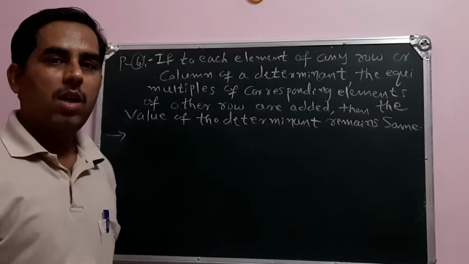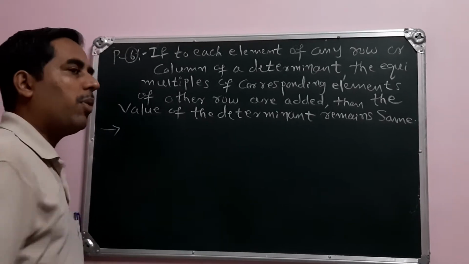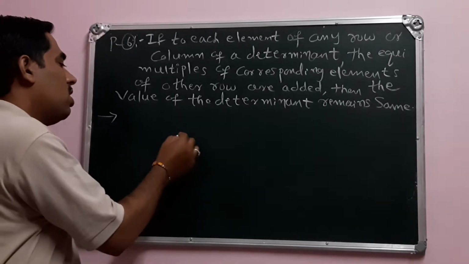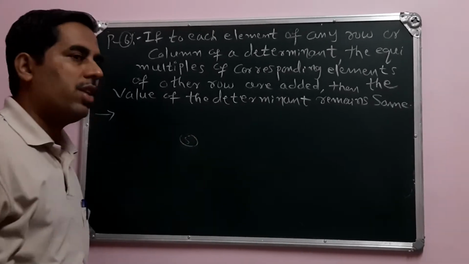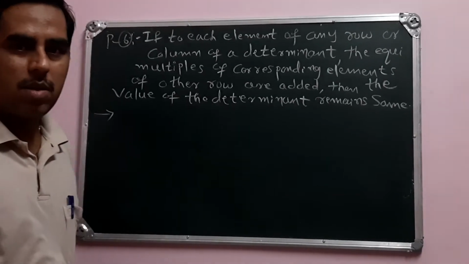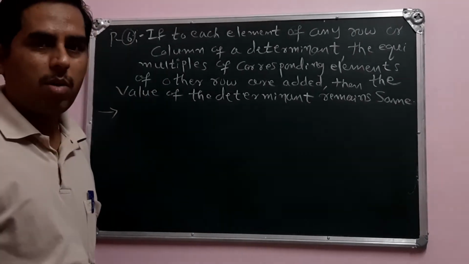See here, in our previous classes we have discussed 5 properties of determinants. Let us continue the remaining properties in this class. This is the continued part of our previous class.